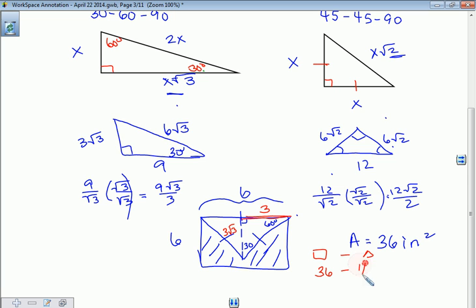And so area of a triangle is half the base of the triangle, which is 6, times the height of the triangle, which is 3 roots of 3. So it would be 36 minus 9 roots of 3 square inches.